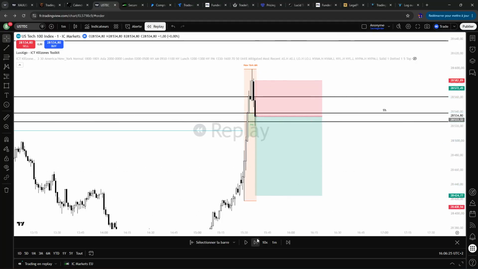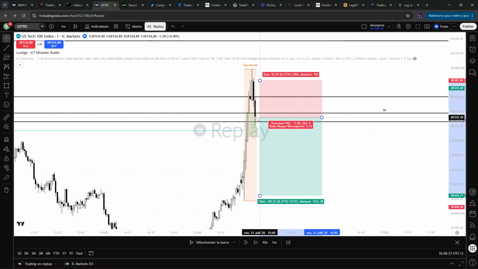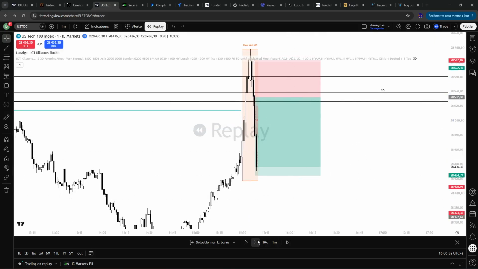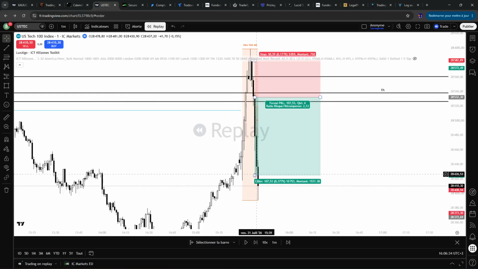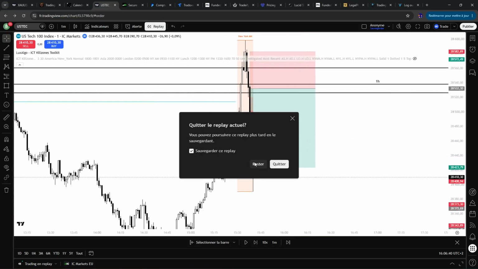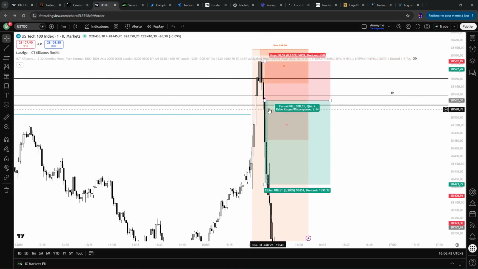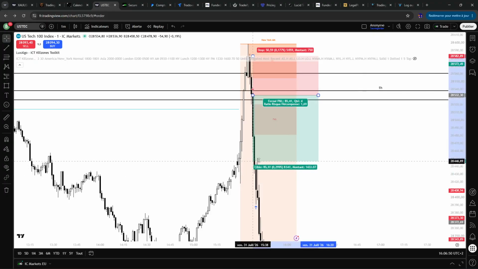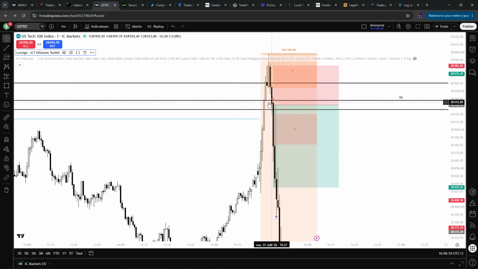So then you take your entry right here on this one, and instant inversion in 3 minutes. You can even go down, and that's what I did. So this is how it went. I entered a little later and got TP right here. But this is pretty obvious.